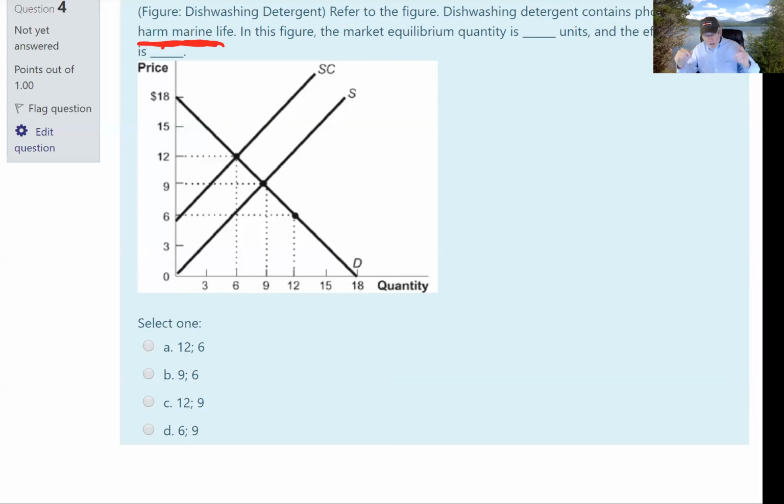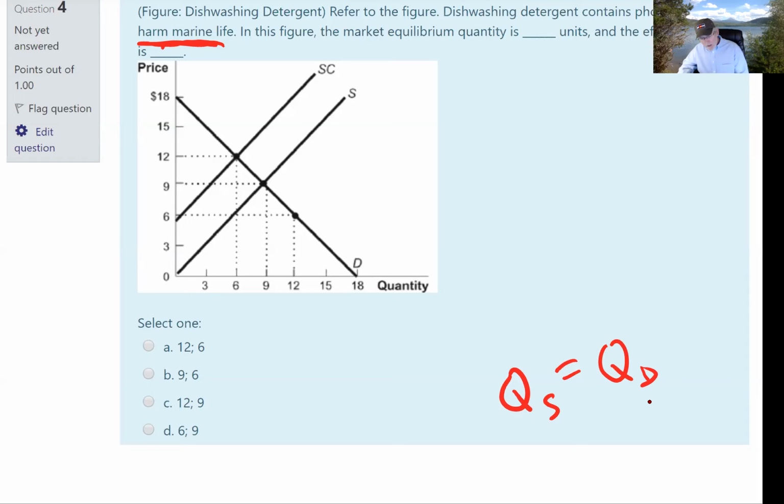Market equilibrium is always where quantity supplied equals quantity demanded. And if there are no externalities, no external benefits or no external costs, then that equilibrium will also be the efficient quantity. But if you have an externality of some kind, then the efficient quantity is going to differ from the equilibrium quantity.